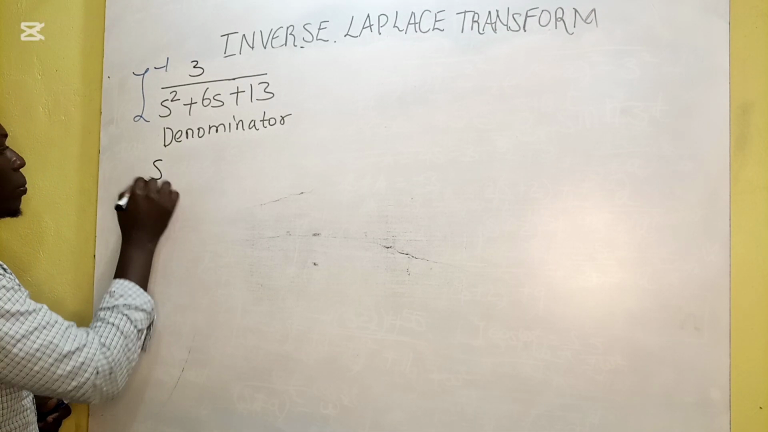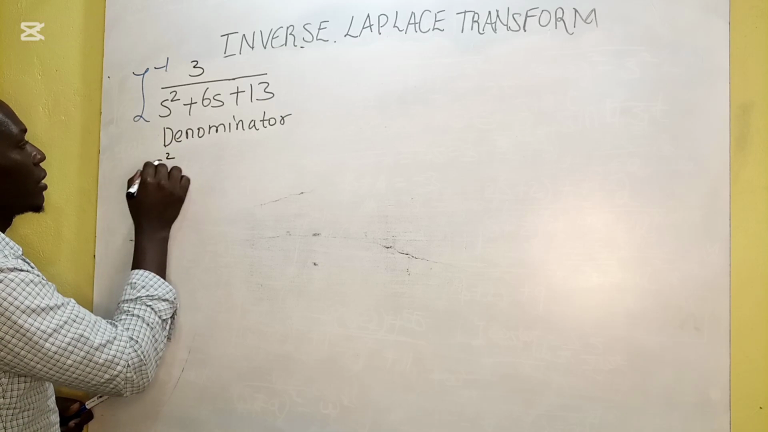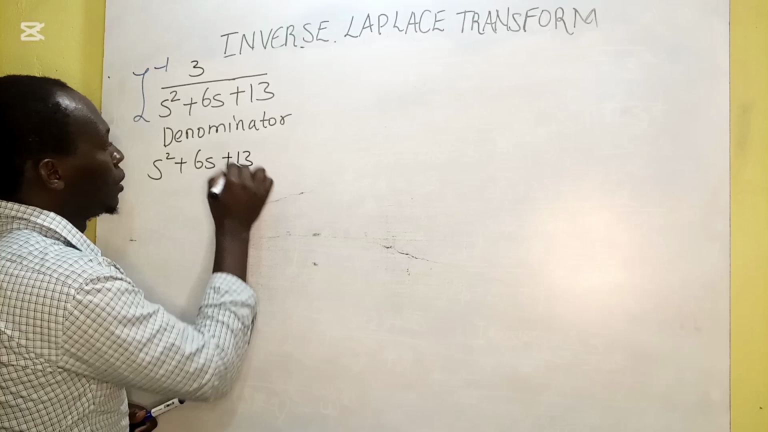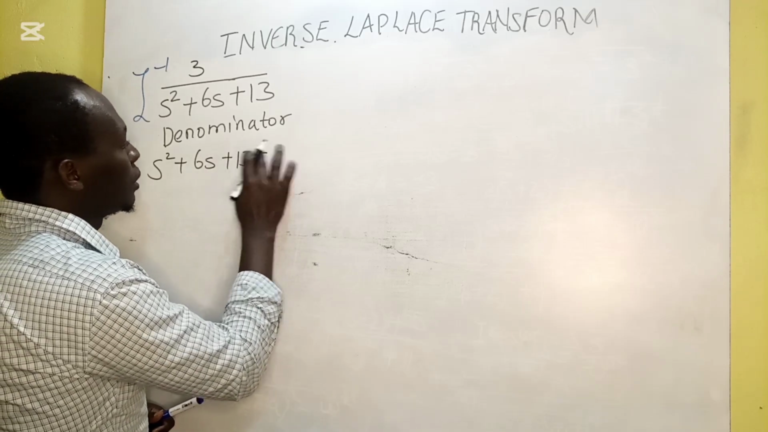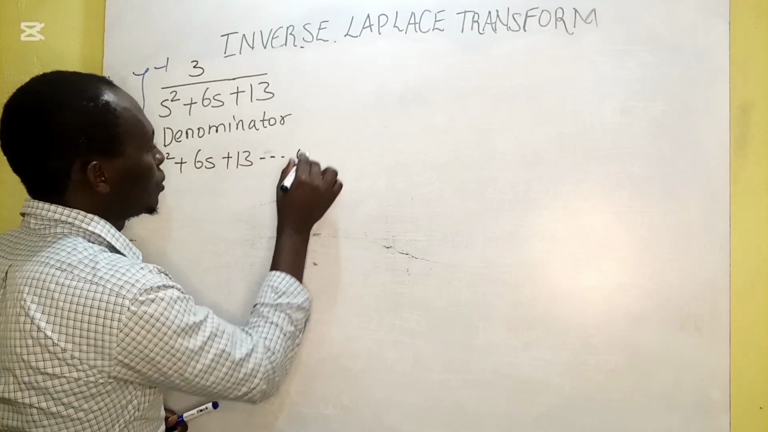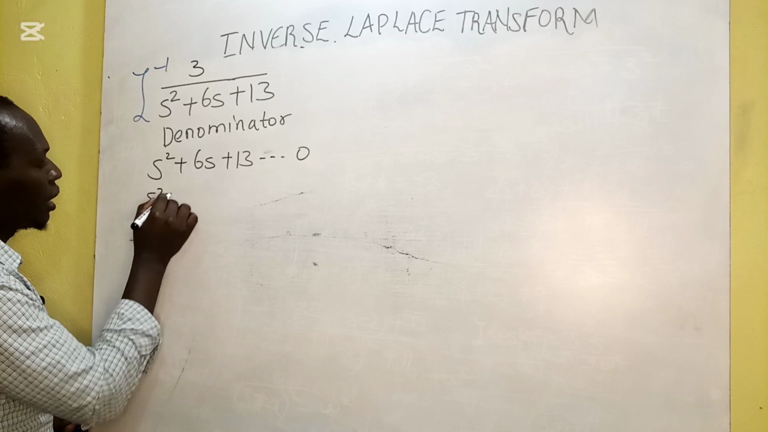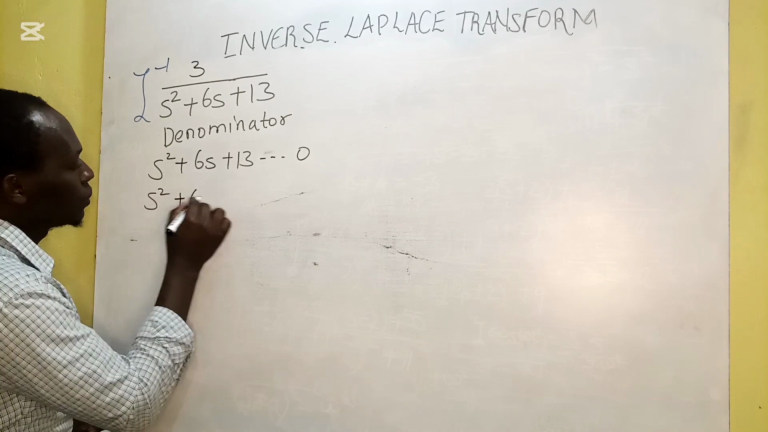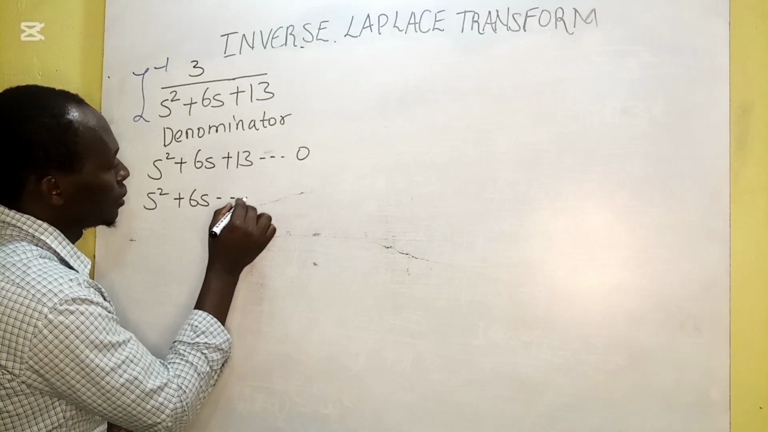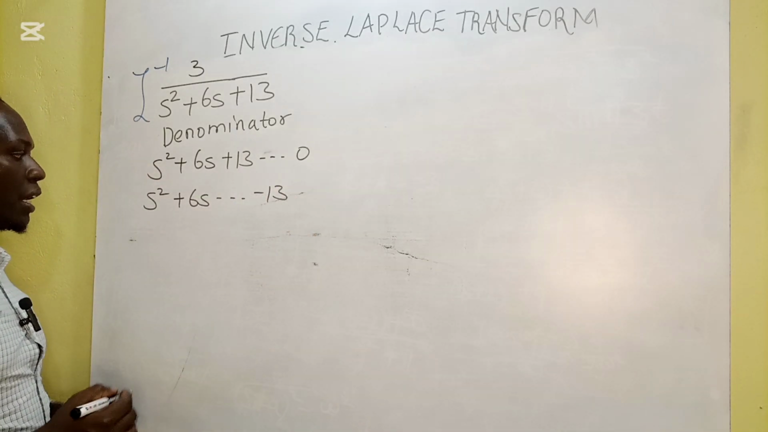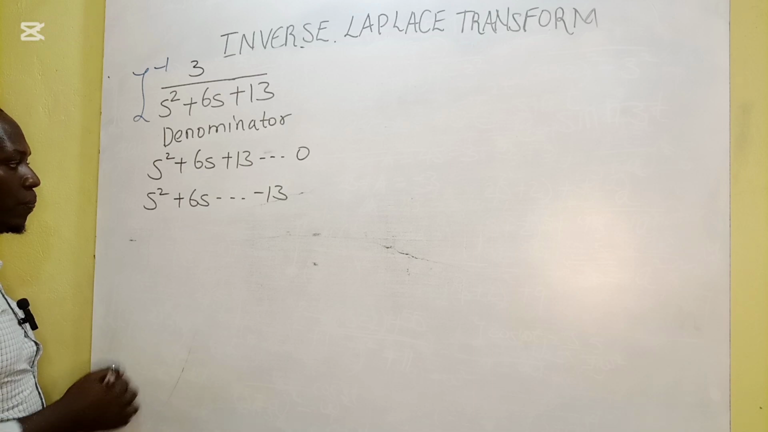When it comes to the complete square method, we are going to have s squared plus 6s plus 13 equals 0. This means that we are going to have s squared plus 6s equals negative 13.